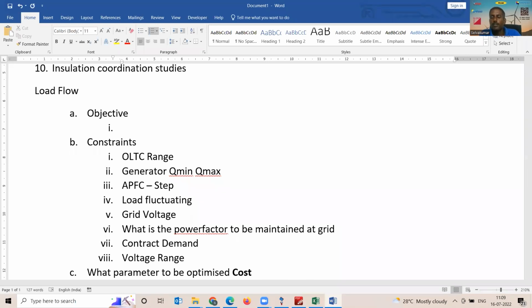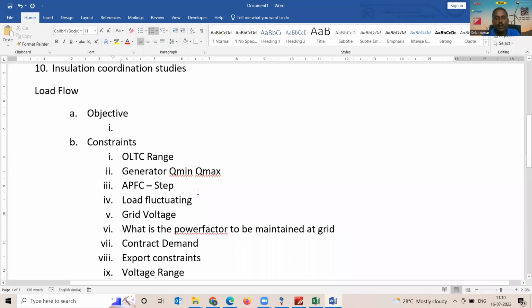For example, if your objective is to minimize the loss, you need to maintain the voltage well within the acceptable limit. You need to maintain the contract demand within the acceptable limit. You have to obey the export limits. What do I mean by that? Contract demand: what is the maximum import you can do from the utility? Export constraints: what's the maximum power you can inject back to the grid? And what is the power factor to be maintained at the grid? What's the grid voltage, right? And the load changes. All these things are constraints, and you need to optimize your parameters.